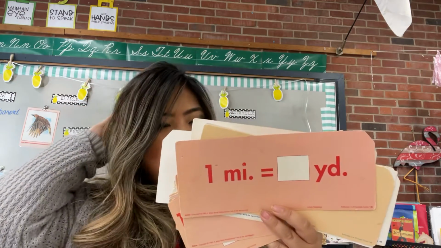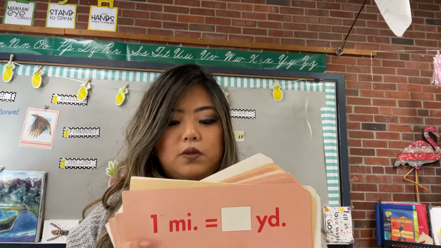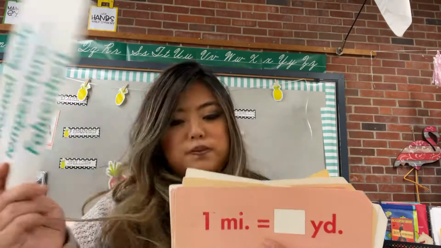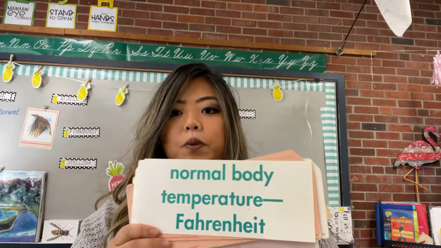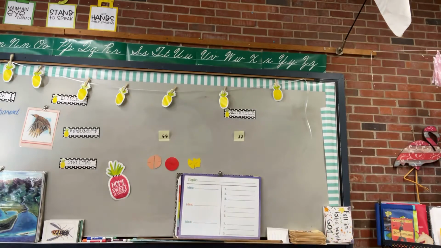I don't know if you know this one, but if you don't, it's a good time to start learning this one. It is 1,760 yards. And normal body temperature is 98.6 degrees Fahrenheit. And the last one, 5 steps of division. Divide, multiply, subtract, compare, bring down.